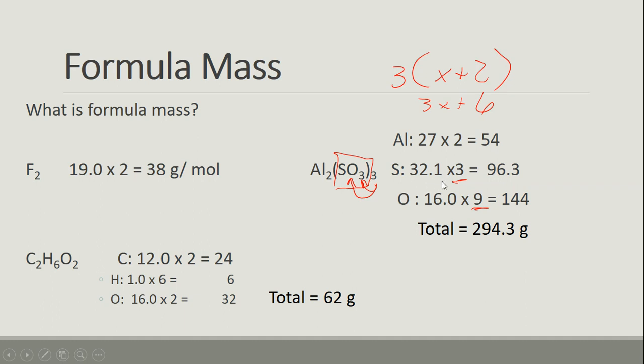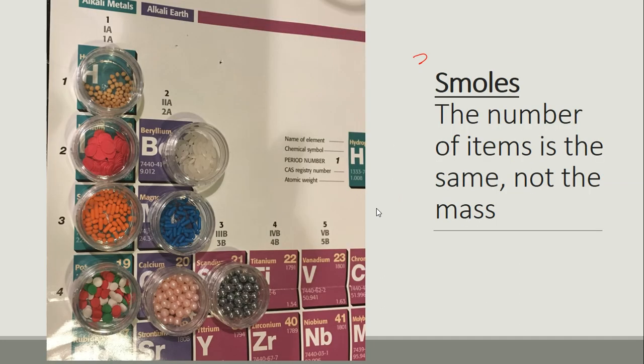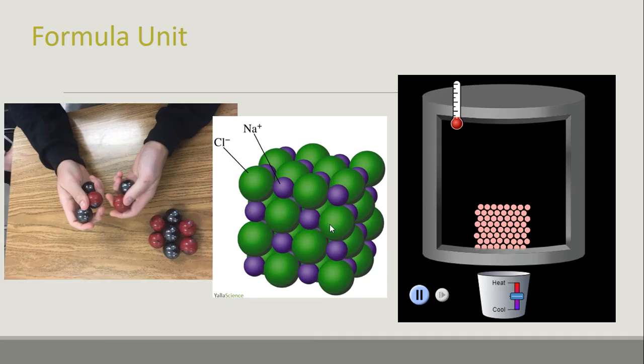Each sulfur weighs 32.1, so that's 96.3 after it's multiplied by 3, and each oxygen is 16, which times 9 is 144. And then you're going to add these all up to get 294.3 grams is what that would weigh. All right, so that's formula mass, and you should be able to do those. And remember that the amount of each element is a mole. It's different weights, but the number of items is the same. And in this case, it's a mole, so 6.02 times 10 to the 23rd.